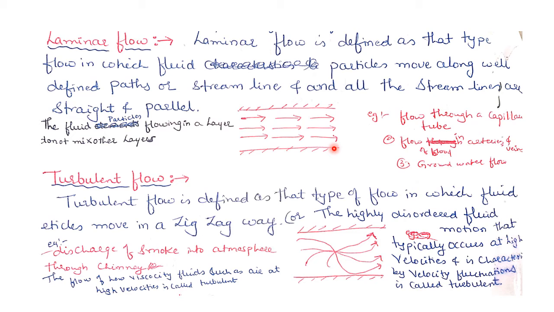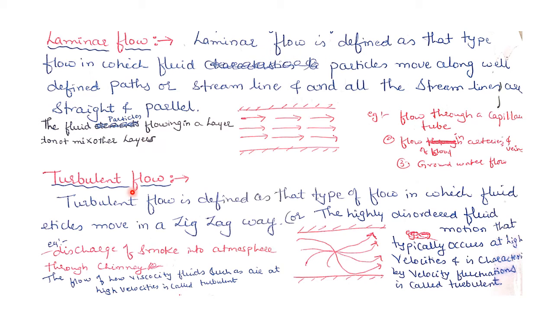For example, groundwater flow, which is at a very low velocity. If groundwater flow is at a very low velocity, then we can consider it as a laminar flow. Otherwise it comes under the turbulent flow. So flow through the capillary tube, very slowly the liquid will be rising in the capillary tubes. So these all are considered as laminar flow.